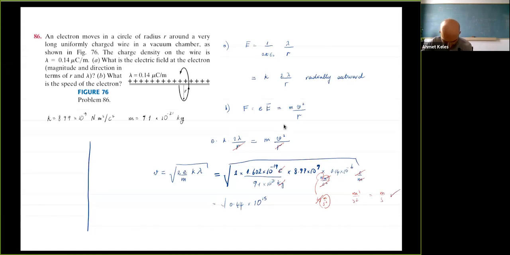So the unit checks. So finally, let's take it like 4.4 square root, 2.09 actually, times 10 to the 7 meter per second.